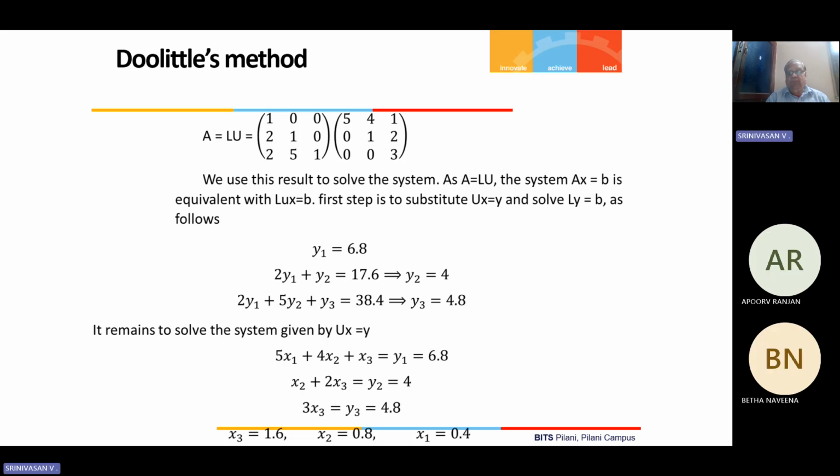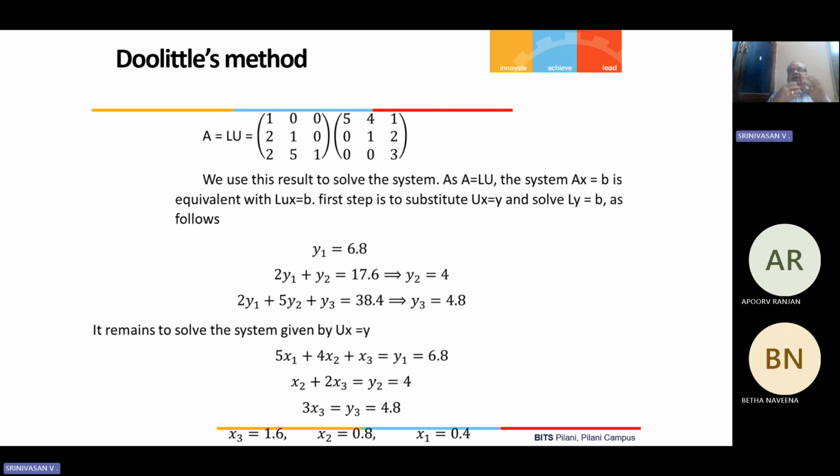2 into Y1 plus 1 into Y2 is equal to 17.6. So now you substitute for Y1, 6.8, this becomes 13.2. So you have 2Y1 means 13.6. So Y2 will be 17.6 minus 13.6, 4. Then 2 into Y1, 6.8 plus 5 into Y2, this is 20. This is 13.6. So you have 33.6. So 38.4 minus 33.6, you get 4.8. Isn't it? So this is how you are now multiplying.